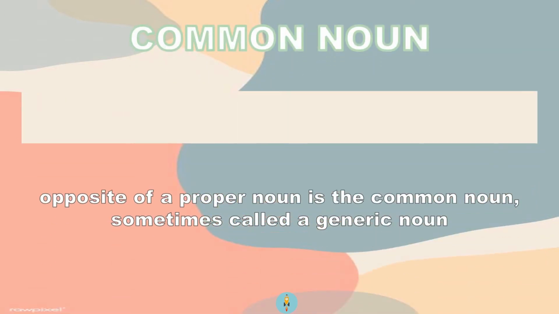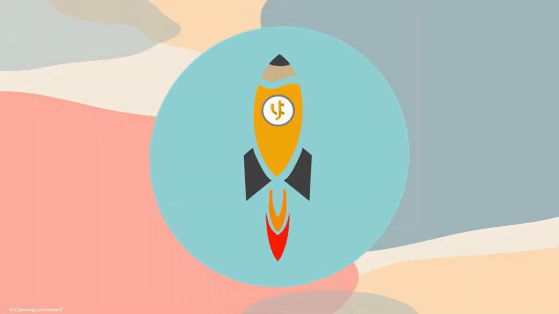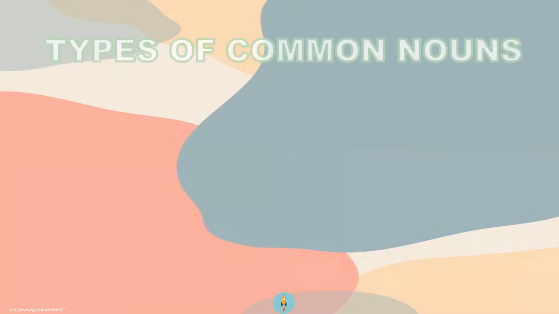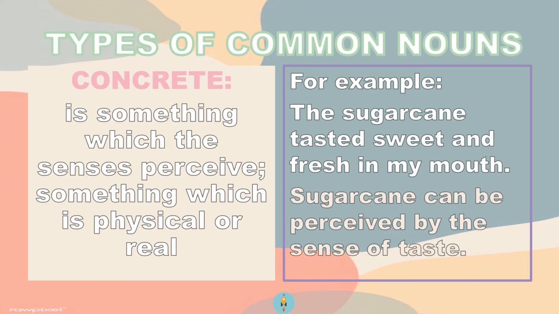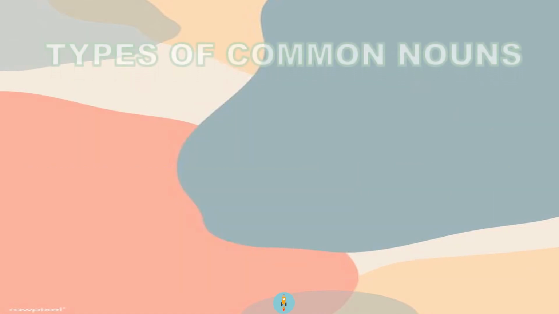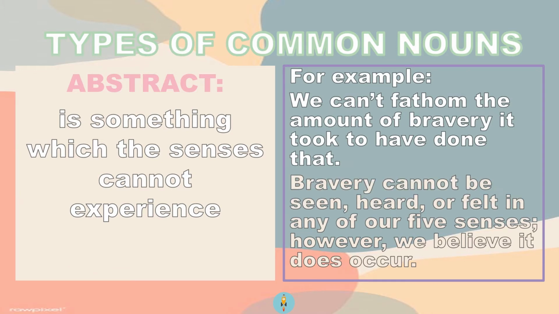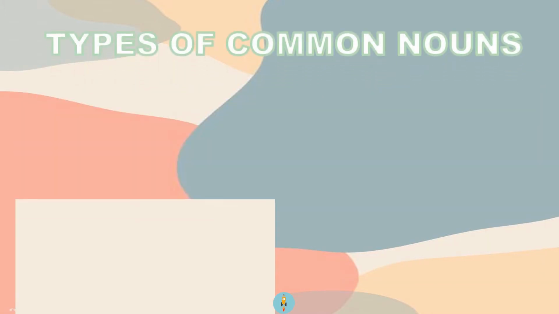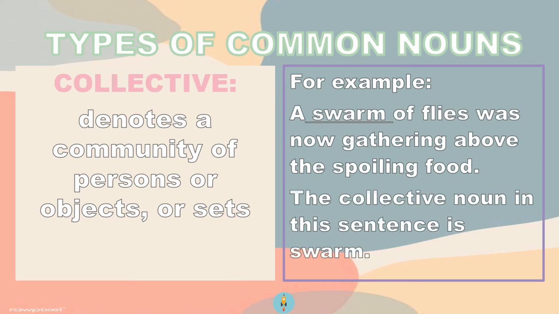Now, the opposite of a proper noun is the common noun, sometimes called a generic noun. If everything is clear to you, let's proceed to the types of common nouns, which are concrete nouns, abstract nouns, and collective nouns. A concrete noun is something which the senses perceive, something which is physical or real. In comparison, an abstract noun is something which the senses cannot experience. A collective noun, on the other hand, denotes a community of persons or objects, or even sets.